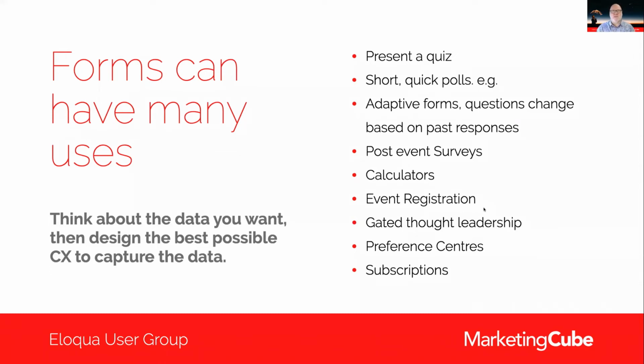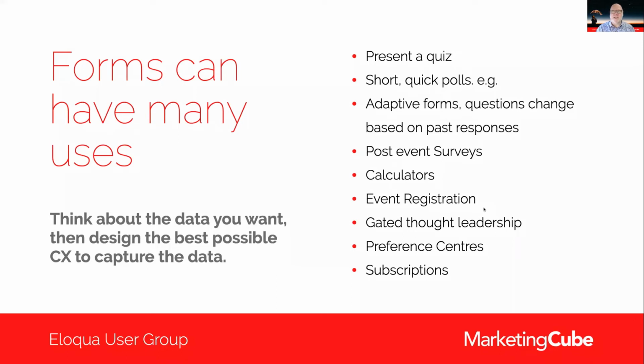Adaptive forms, where questions will change based on past responses. If you think of your SurveyMonkey type scenario, you'll know that within Eloqua we natively can't do that, but we can certainly do it with a little bit of HTML. So if you think about post-event surveys, if you have a standard post-event survey that you like to run and you want it to be a little more intelligent than just 2 or 3 questions, that's certainly something you could do. Calculators is another great one.